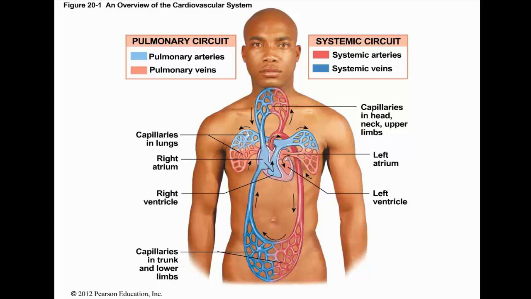So here's that diagram again, and you can see the pulmonary circuit and the systemic circuit. In the pulmonary circuit, the pulmonary arteries, moving away from the heart, are carrying deoxygenated blood, and the pulmonary veins are bringing oxygenated blood back to the heart. The other part of the circulation is the systemic circulation, which provides blood to the rest of the entire system.